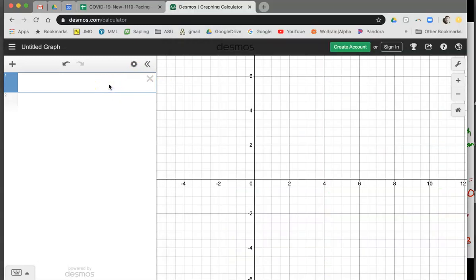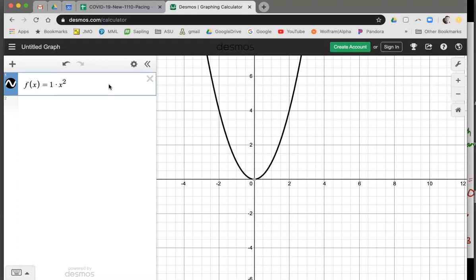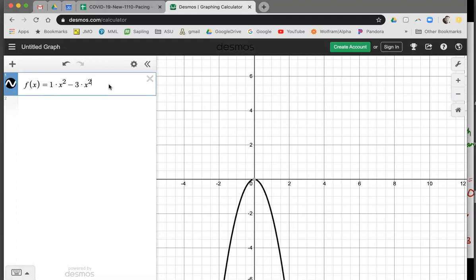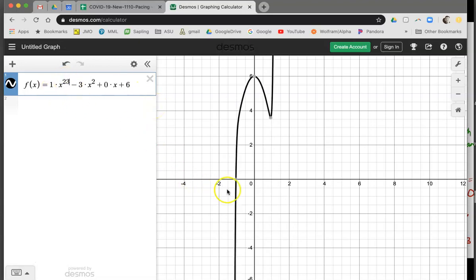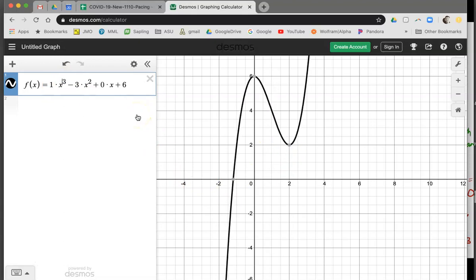If we put in this cubic polynomial, f of x is equal to 1 times x cubed minus 3 times x squared plus 0 times x plus 6. Sorry, this is supposed to be x cubed. Now we have a function that has a critical point at 2, and we can see that the derivative is 0 at that point.